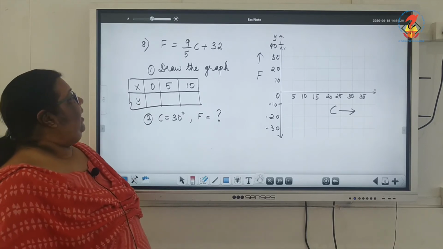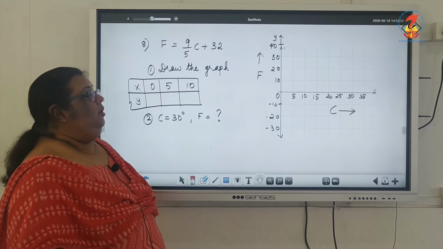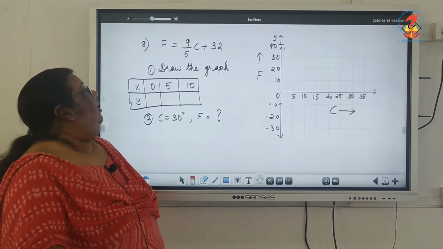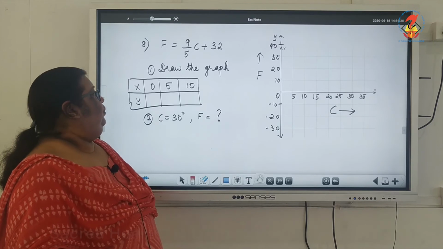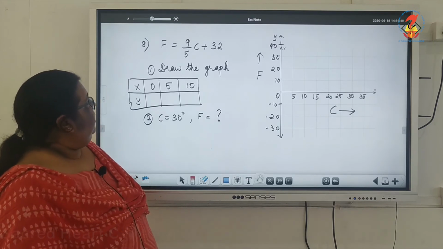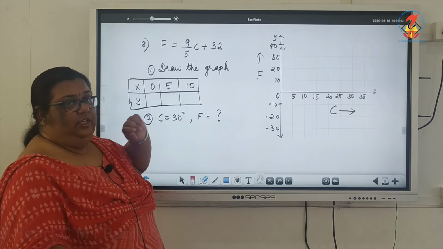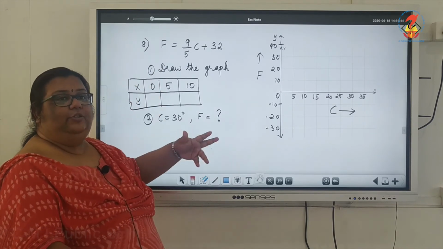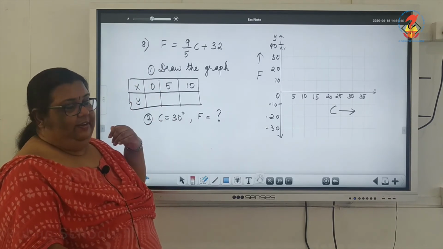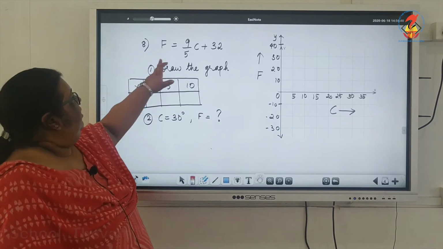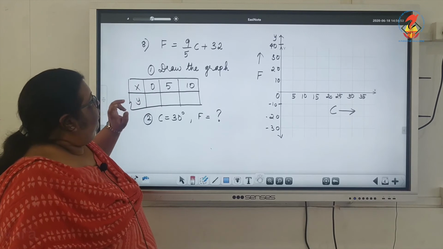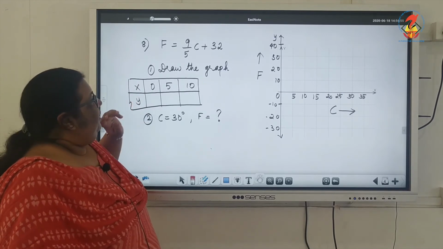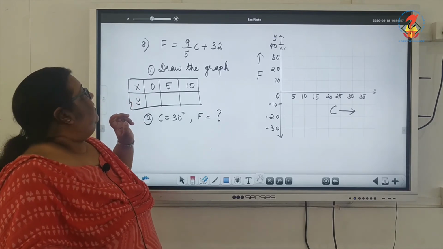F is equal to 9/5 C plus 32. Please read the question. You have to draw the graph based on this equation. The conversion of Fahrenheit to Celsius is given here. Now, here the x-axis I am taking as the Celsius value, and the Fahrenheit value I am taking on the y-axis.